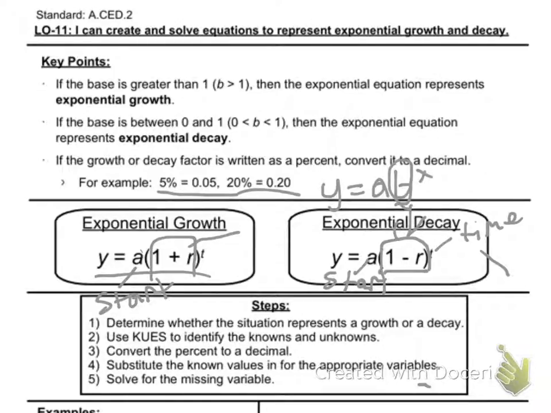Alright, steps. Determine whether the situation represents growth or decay, if it's increasing or decreasing. Use cues to identify the knowns or unknowns. There's things that they give you and things that they don't give you. Convert the percent to a decimal. Make sure you convert it to a decimal, and that's how you do it up here. Substitute the known values in for the appropriate variables. Solve for the missing variable.